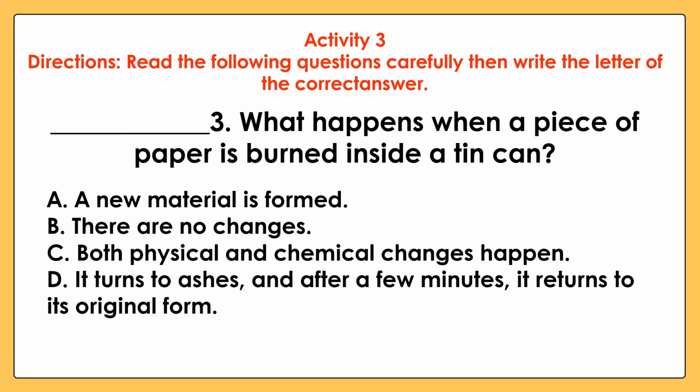Number 3. What happens when a piece of paper is burned inside a tin can? A. A new material is formed. B. There are no changes. C. Both physical and chemical changes happen. D. It turns to ashes and after a few minutes, it returns to its original form. The correct answer is letter A. A new material is formed.